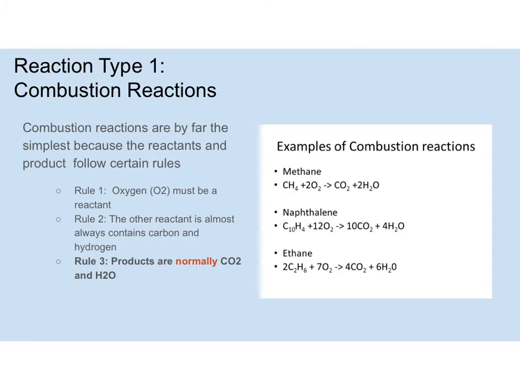is number 3. The products are normally CO2 and H2O. Now, I put the word normally in there on purpose because we're going to talk about sometimes when it's not. But no matter what you're burning, it's always going to be the same product. Whether I burn methane, naphthalene, ethane, propane, butane, whatever I burn, if I burn plastic, oil, kerosene, paper, all it produces is CO2 and H2O under perfect combustion.